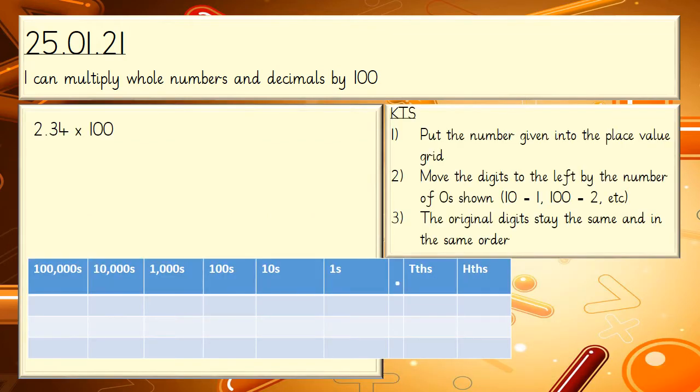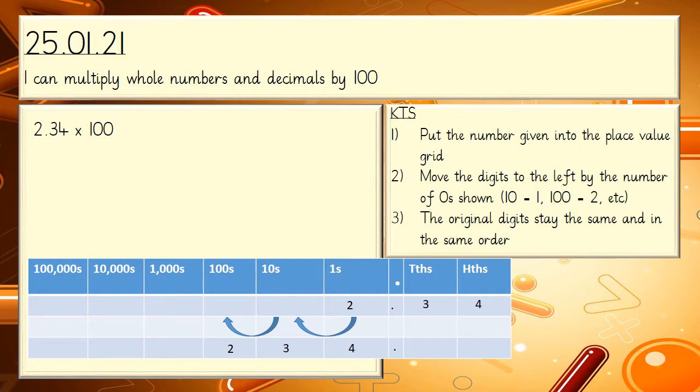Let's have a look at this example. 2.34 multiplied by 100. So first things first, I'm going to put the number 2.34 into the place value grid, like so. Then, because I'm multiplying by 100, I'm going to move it 2 places to the left. 1, 2. So the 2 that was in the ones column is now in the 100s column. The 3 that was in the tenths also moves 2 places, so it ends up next to the 2, and the 4 afterwards. Notice how it's 2, 3, 4. It started in that order and it stayed in that order.